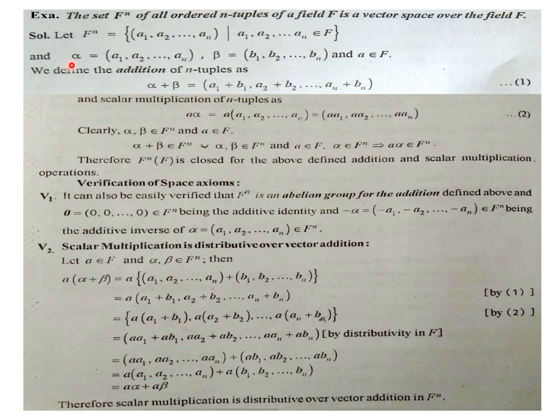Now we take any two elements alpha and beta of V, where V means F^n, taken as (a1, a2, up to an) and (b1, b2, up to bn). If we add these two, alpha plus beta, then as per the property of n-tuples, it is (a1 plus b1, a2 plus b2, up to an plus bn). Scalar multiplication is defined as follows: a is taken as an element of field F, and a into alpha means a into (a1, a2, up to an), which is (a a1, a a2, up to a an), as per the properties of n-tuples.